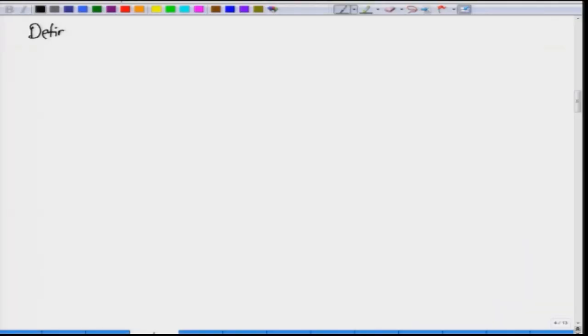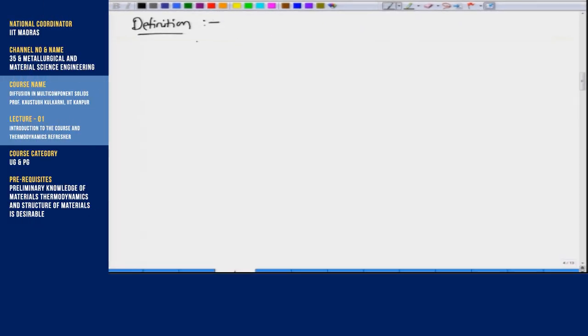So, the thermodynamics basically starts with some definitions, right. You guys already know some of it. So, we define a system. What is a system? Matter under consideration. Right. So, any matter or set of materials under thermodynamic observation is the system.